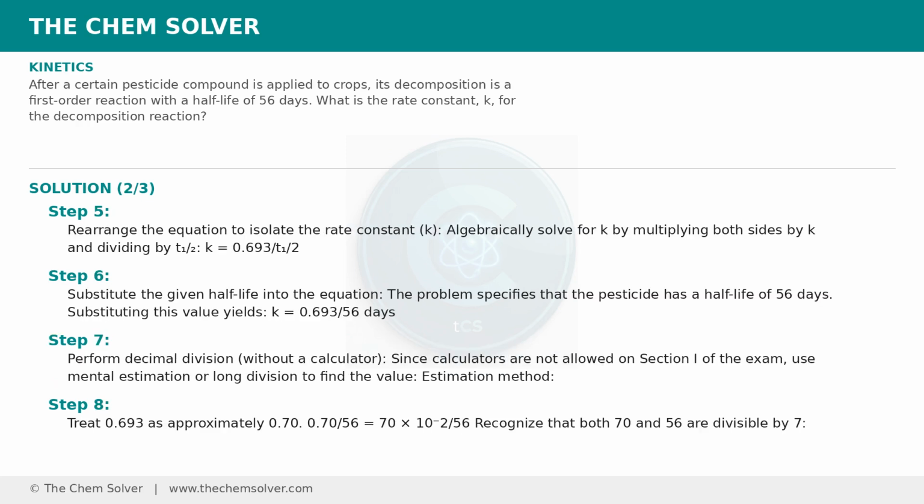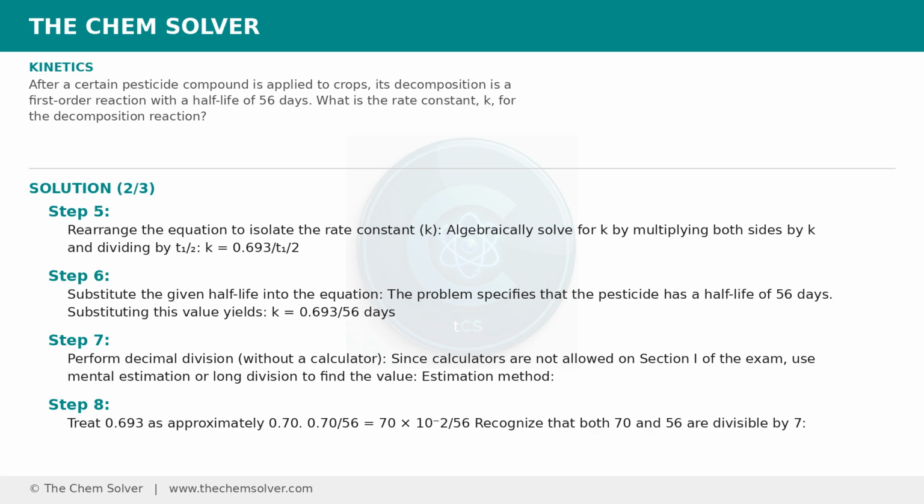Rearrange the equation to isolate the rate constant k. Algebraically solve for k by multiplying both sides by k and dividing by t1/2. k equals 0.693 over t1/2. Substitute the given half-life into the equation. The problem specifies that the pesticide has a half-life of 56 days. Substituting this value yields k equals 0.693 over 56 days.